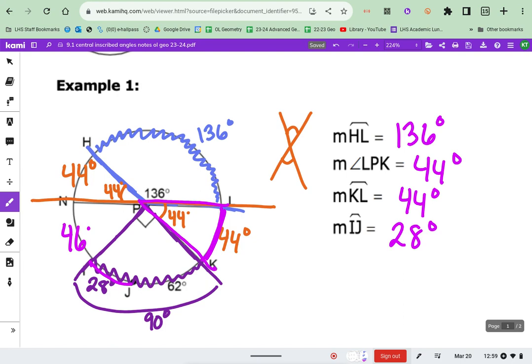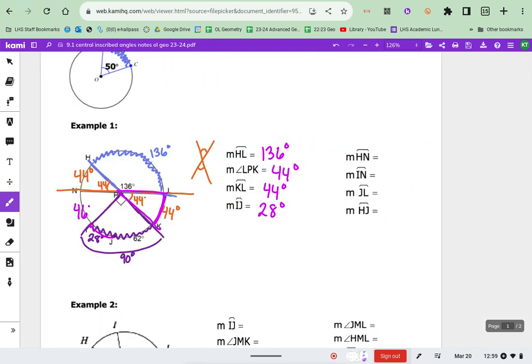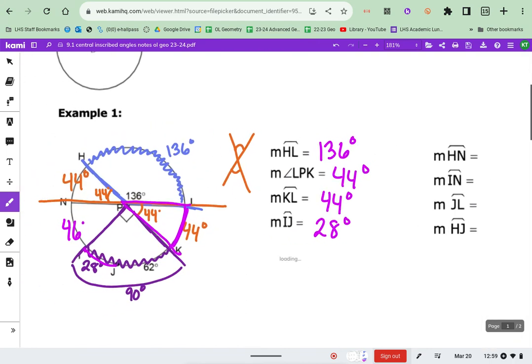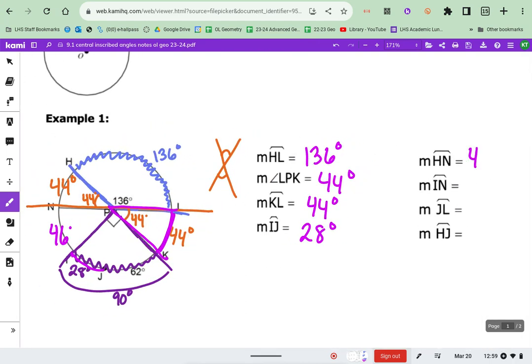Cool. You guys tracking with me? Awesome. Let's see. Oh, wait, there's more. I was too zoomed in. That's funny. HN is 44. Let's see. IN is 46.